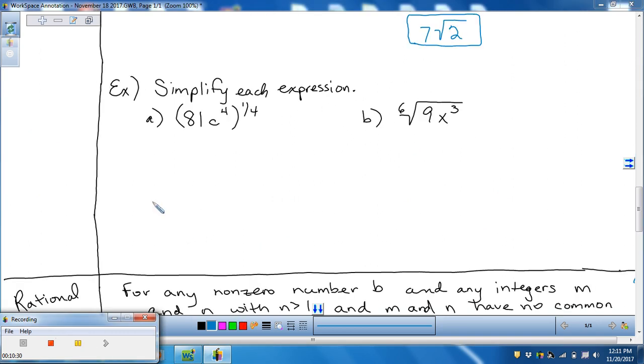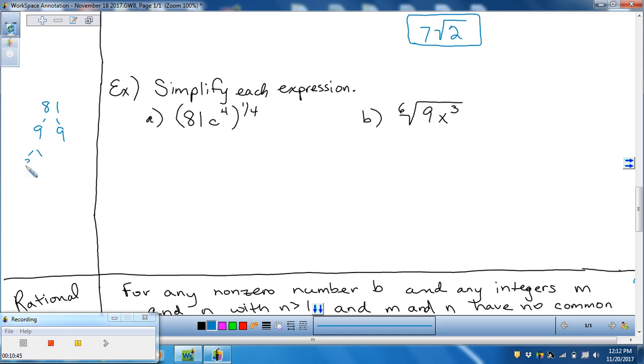Alright, our next example, simplifying the expression. Example A, we have 81 c to the 4th raised to the 1/4 power. We're going to start off by breaking down the 81. 81 is 9 times 9.